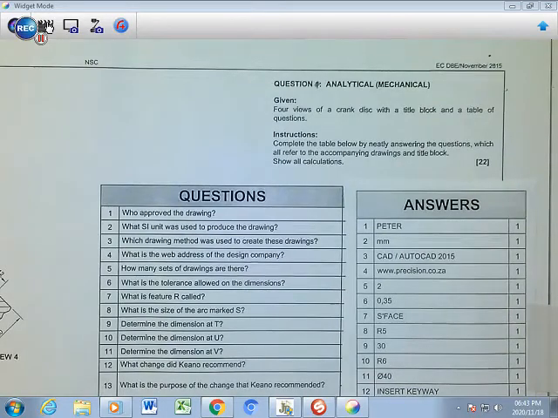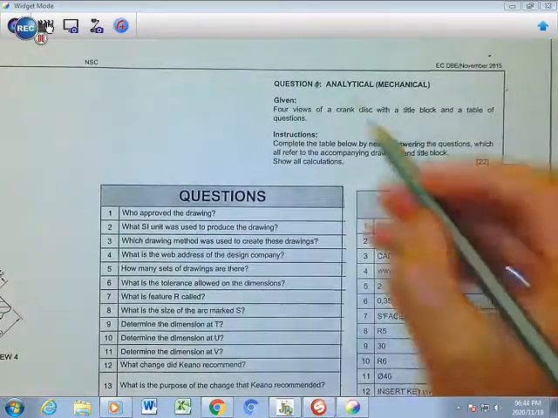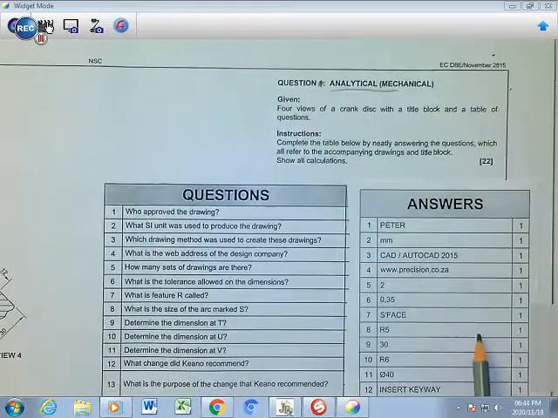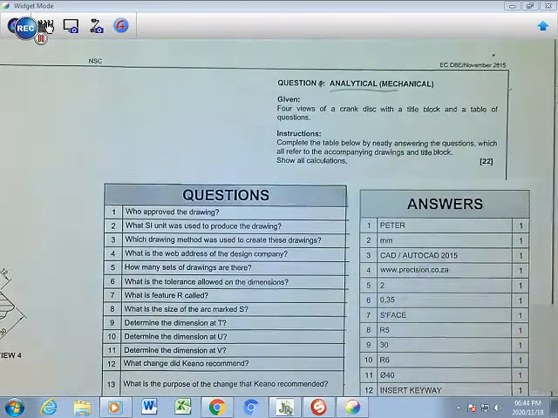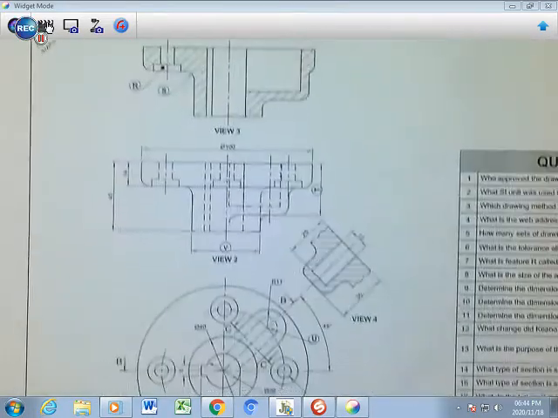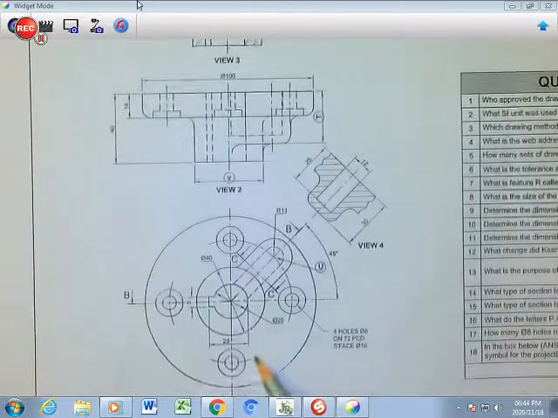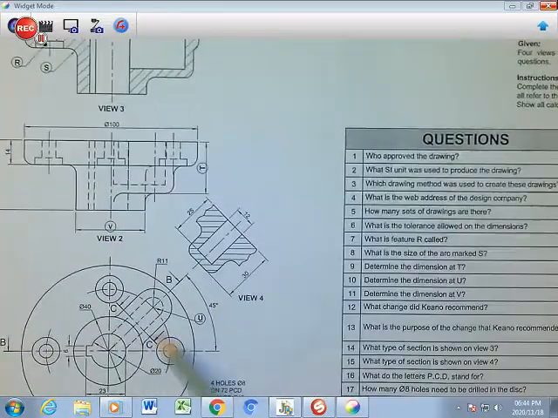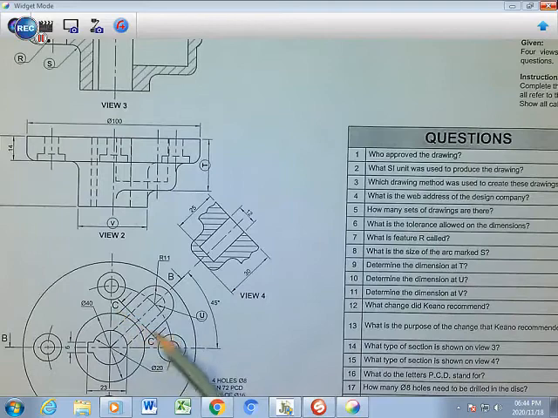This is question number 3 in our EGD preparation paper for 2020, and we have an analytical mechanical drawing where 4 views of a crank disc with a title block and some questions in a table have been given to us. This is the block of all the questions, and there are the 4 views. That's view 1, 2 and view 3 on top, and then there's a view that has been taken out based on that cutting line over there.